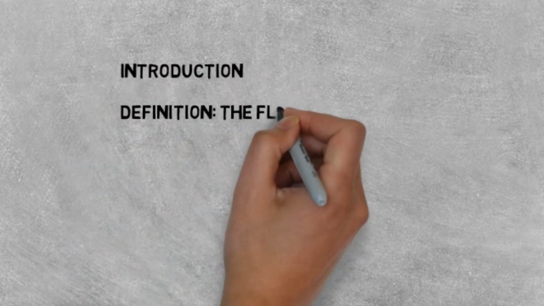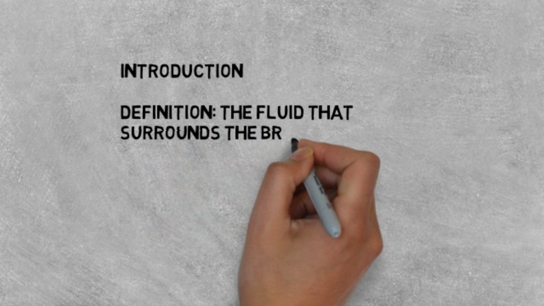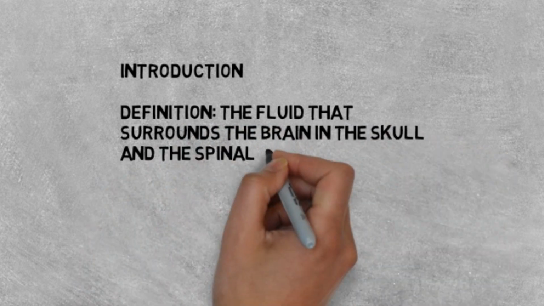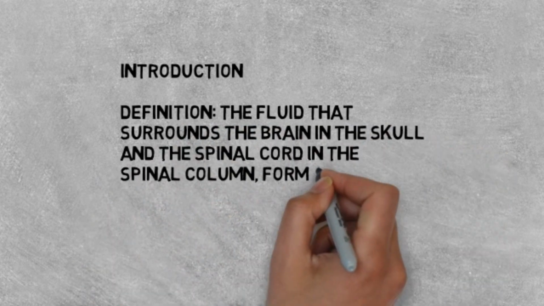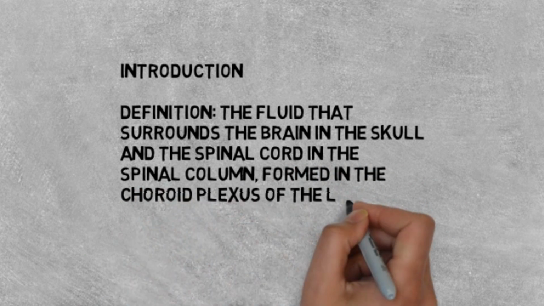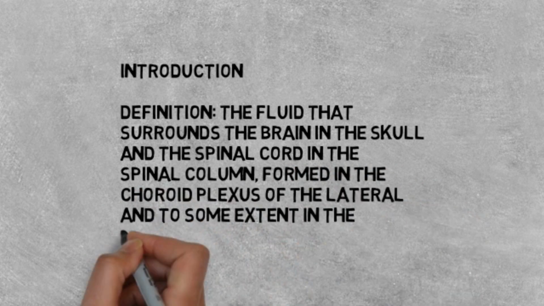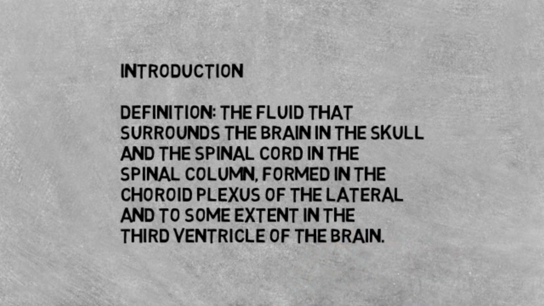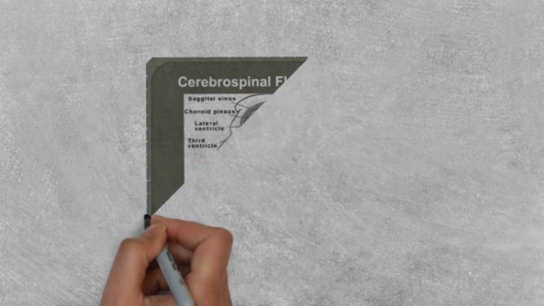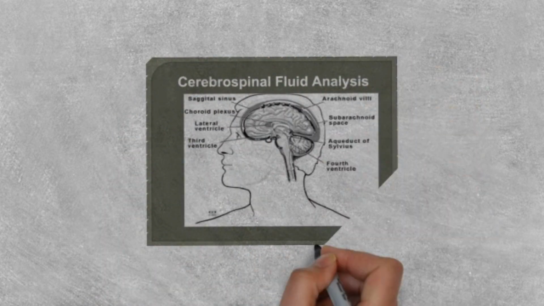Introduction. Definition: the fluid that surrounds the brain in the skull and the spinal cord in the spinal column, formed in the choroid plexus of the lateral and to some extent in the third ventricle of the brain. Cerebrospinal fluid analysis.